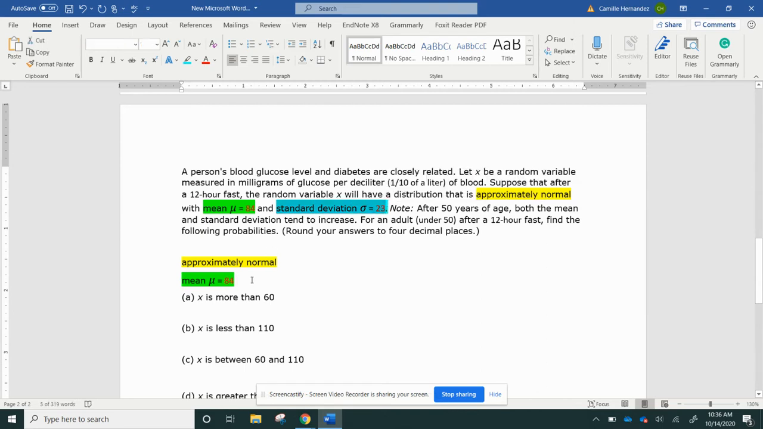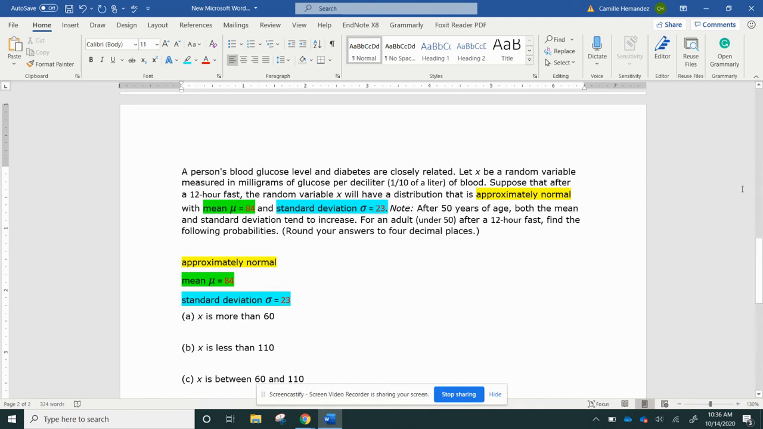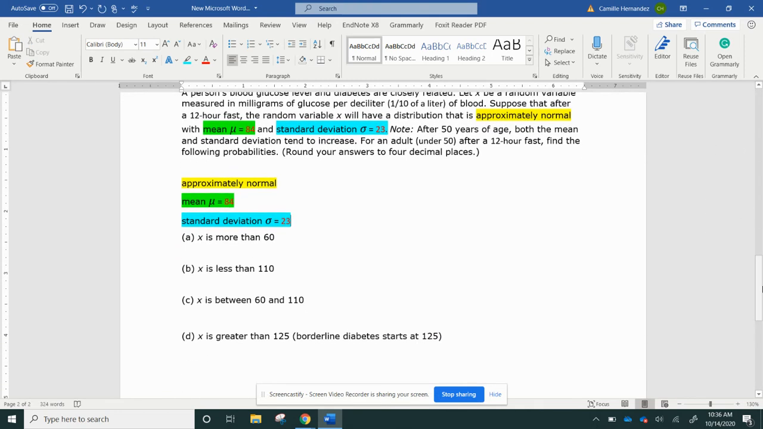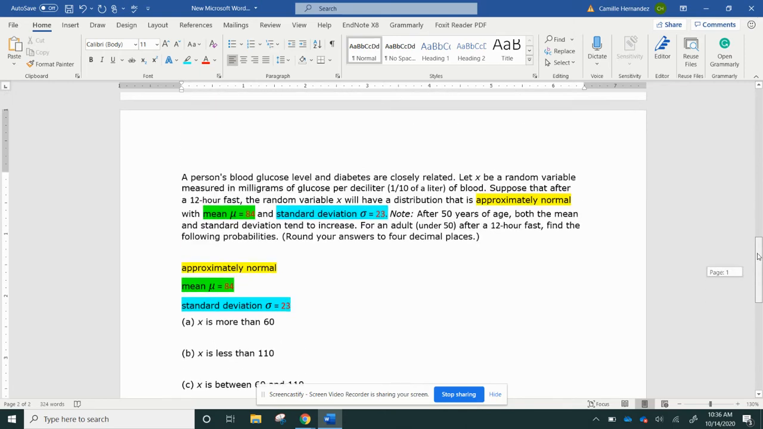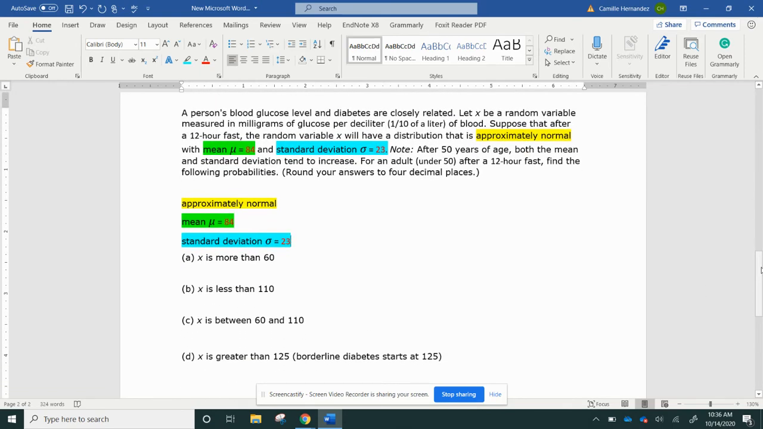Okay, if the word problems are freaking you out, do what I'm doing. Just put them like this. Write out what you have, because then all those other words I don't care about. I've got what I need. I know it's normal, I know the mean, and I know the standard deviation. All right, so the first thing is X is more than 60.